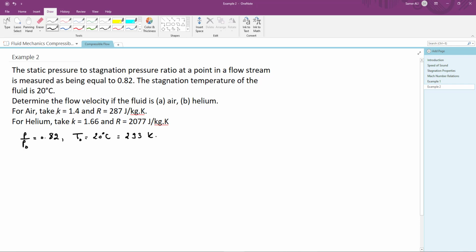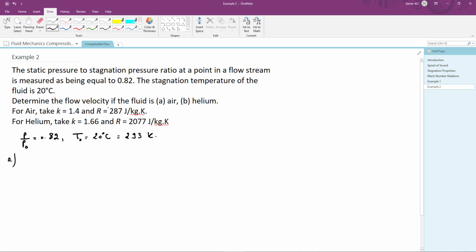So for air, take K equal to 1.4 and the gas constant equal to 287 joule per kilogram Kelvin. However, for helium, K is equal to 1.66 and R is equal to 2077 joule per kilogram Kelvin. So let's start with part A.